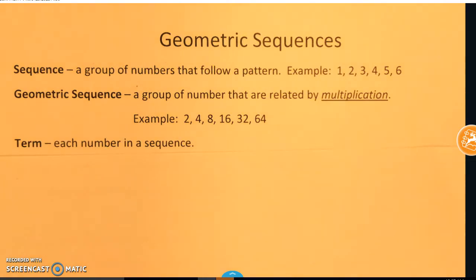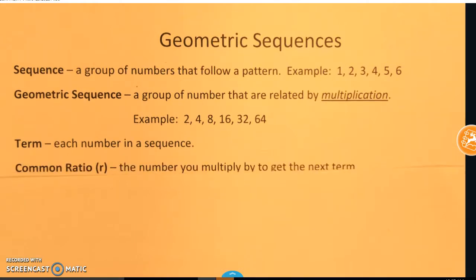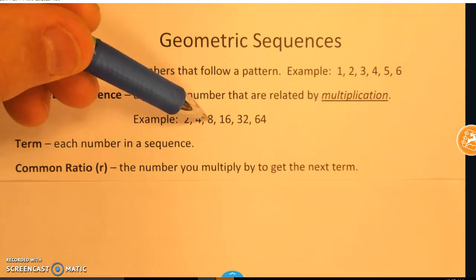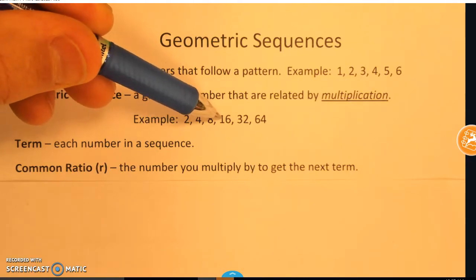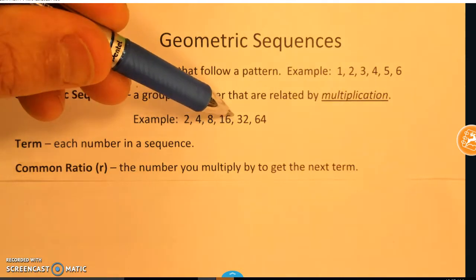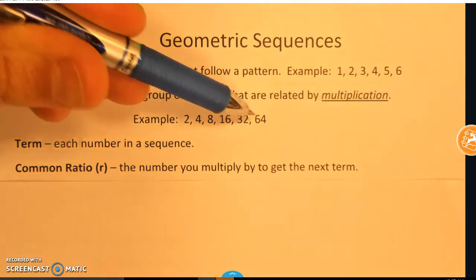Just to review, the term is each number in the sequence. You have the first term, the second term, the third term, and so on and so forth. Now, the common ratio r, that's the number you multiply by to get to the next term. So the common ratio up here was 2, because we multiply the 8 by 2 to get to 16. The 16 is multiplied by 2 to get to the 32, and then the 32 is multiplied by 2 to get to the 64.